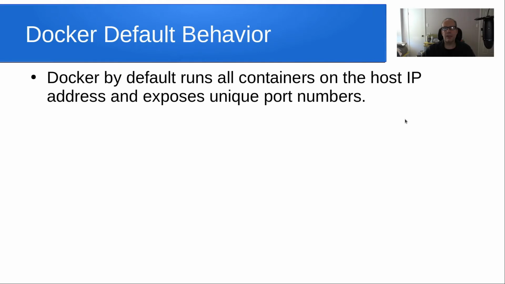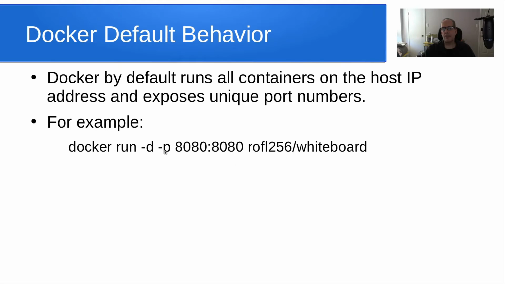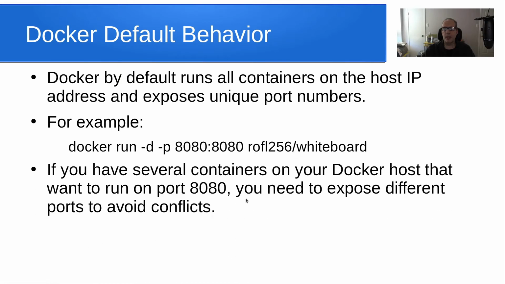So default Docker behavior is to run all containers on the one host IP address and expose unique port numbers. That's what we had in example application 1 and example application 2. For example, if we say Docker run and we say port number 8080 exposed externally, and 8080 is what the container uses internally, and we're running an application called Whiteboard, this thing presents itself on the Docker host address. If you want several containers on that one Docker host that you want to run on port 8080, you need to change this number to the left of the colon to something that is unique, otherwise you'll have conflicts.